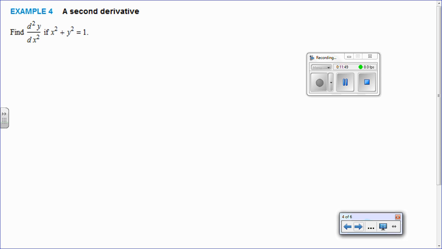Wasn't it just -x over y? Yeah, very easy. So we had the first derivative, the first dy/dx, and that was -x over y. And so now we're going to find the second derivative from there. And so what should we use?